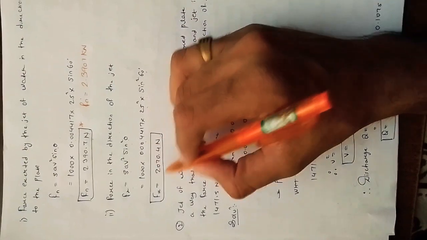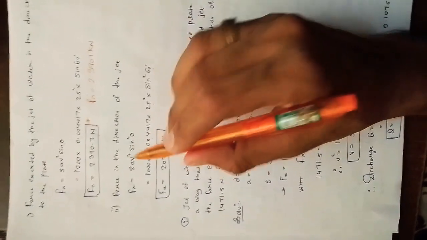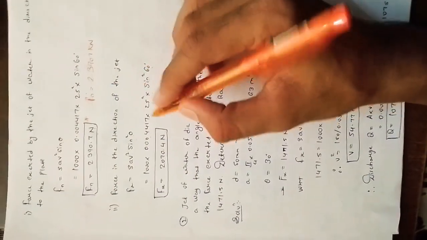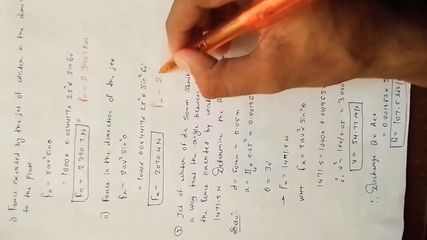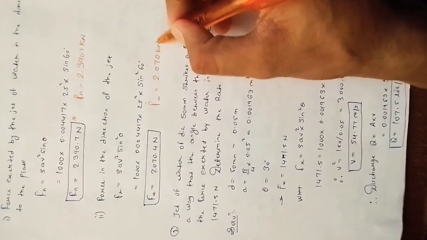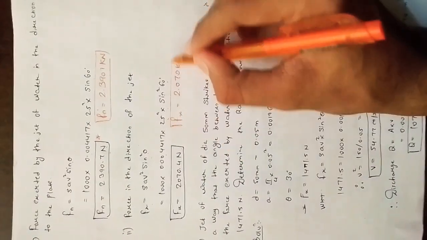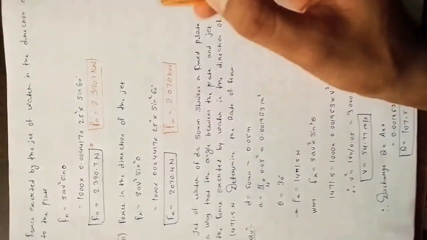So this much force is exerted by the jet on the inclined plate, and in kilonewton it will be equal to 2.070 kilonewton. This was the numerical asked in the semester. So it will be better if you understand properly.